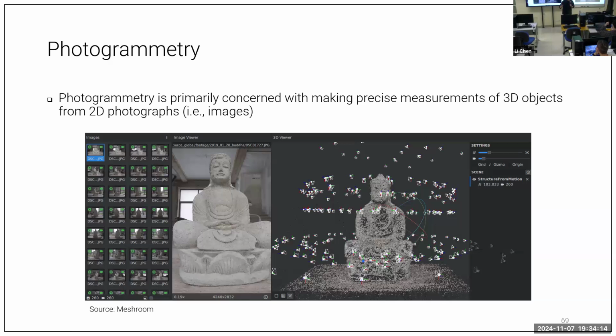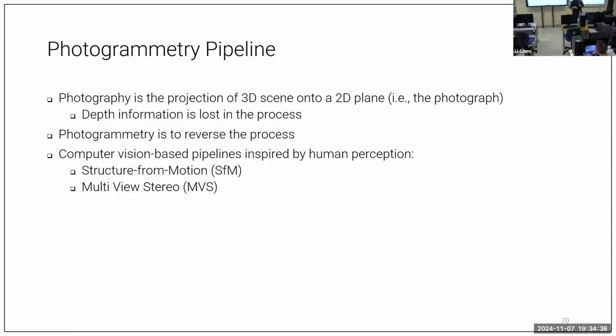So photogrammetry. You just take a lot of pictures and then use computer algorithms to calculate the corresponding angles that all the pictures were taken at, right? Based on all this 3D information, we can reconstruct the 3D models. The photogrammetry pipeline is very straightforward. First of all, photogrammetry is the projection of 3D scenes onto a 2D plane. Basically, it's more like reversing the process of rendering, right?